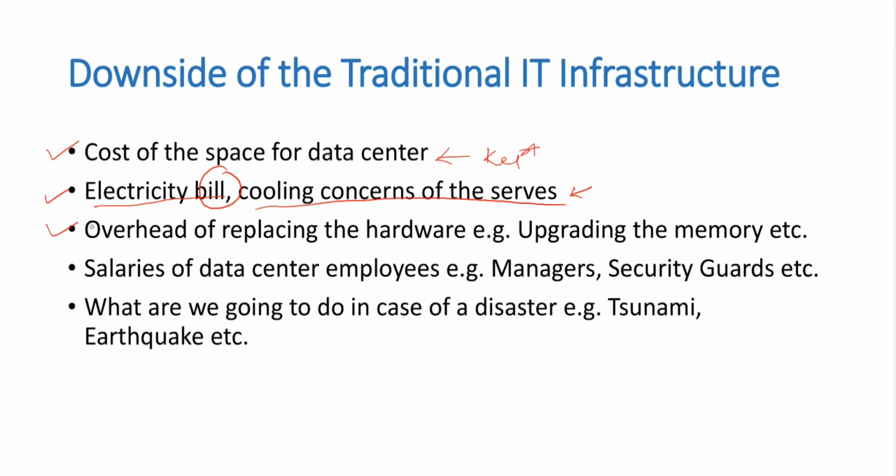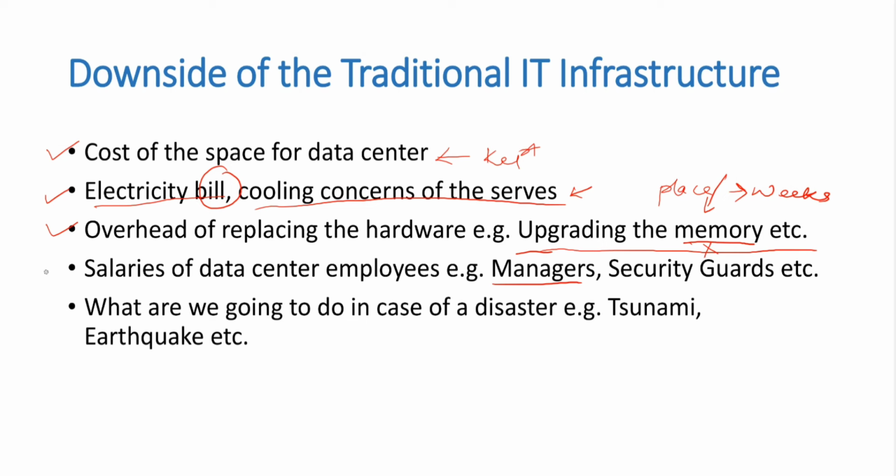Next is the overhead of replacing hardware, for example upgrading the memory. Suppose you wish to upgrade the memory in traditional IT infrastructure, then you will place an order for the memory, and after weeks it will arrive, and then you will give it to your managers or IT guys, and those people will put in the memory. This is how you replace hardware. But that was a planned upgrade. What if the memory becomes faulty at any moment of time? Then your business may go down.